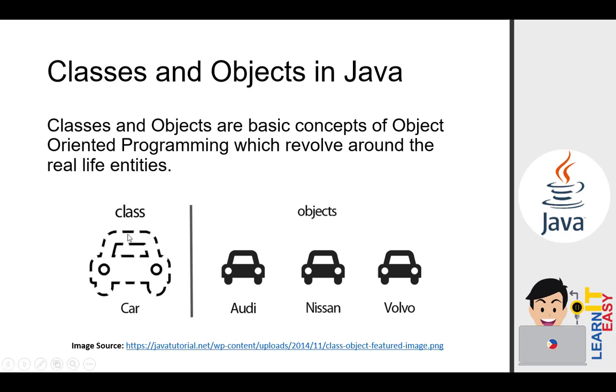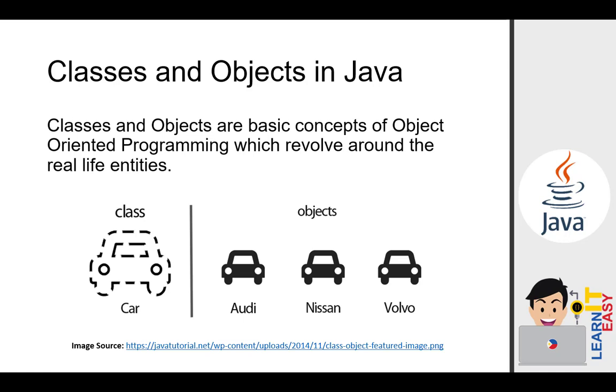So sa example na to, yung class na to, this is just a blueprint or drawing kung saan yung mga multiple manufacturers kagaya ng Audi, ng Nissan at ng Volvo, gumagamit sila ng iisang pattern para do sa itsura ng mga objects natin or yung car. So meron blueprint na ginagamit dyan. Ganun lang yung konsepto ng classes and objects.